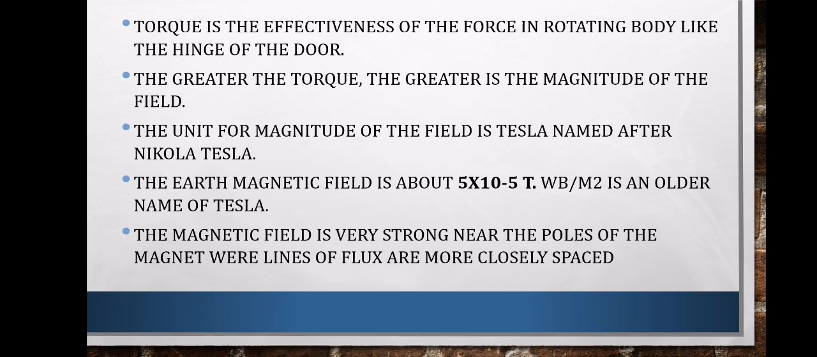Now, there are some word problems wherein the measurement of the magnetic field is not indicated. So we'll always remember that the Earth's magnetic field is equivalent to 5 times 10 raised to negative 5 Tesla. And last, the magnetic field is very strong near the poles of the magnet, where lines of flux are more closely spaced. So this is true when we conducted the activity in the motivation part. As you can see, most of the iron filings are concentrated near the poles. That means there is a very strong magnetic field near the poles of the magnets.